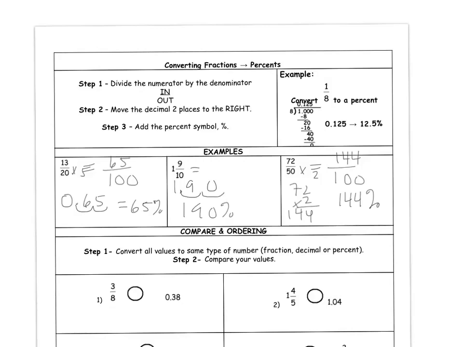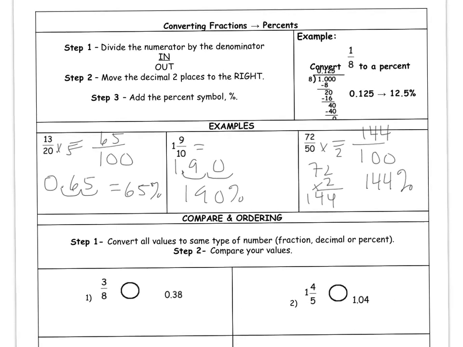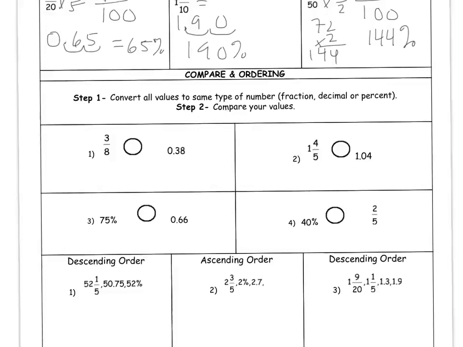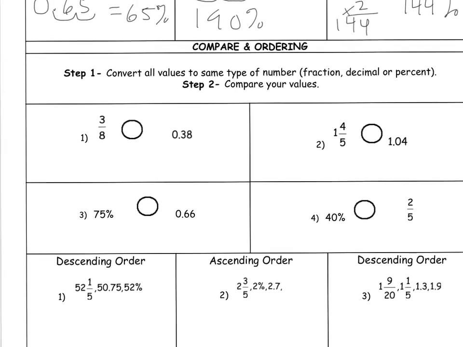The next section we're going to be talking about is comparing and ordering. So step 1, you want to convert all values to the same type of number. So either you're going to convert everything to a fraction, a decimal, or a percent. Then compare your values. So let's take a look at number 1. So I have 3/8 and I have 38 hundredths. So I can either put both in a fraction or both in a decimal.